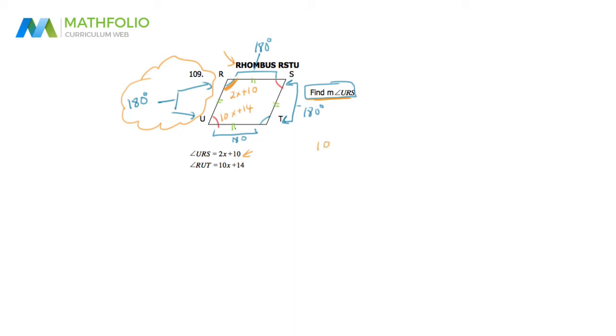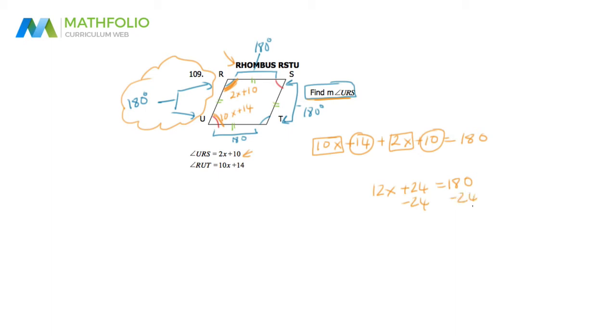So we can take one of them, the 10x plus 14. Let's add the 2x plus 10. So we've taken this and we've taken this, we've added them together. And because they're supplementary, we're going to let them equal 180 degrees. So next step, we're going to combine like terms. We've got 10x plus 2x, which gives us 12x. We've got 14 plus 10, so that's plus 24 equals 180.